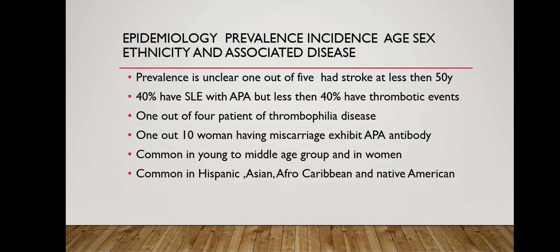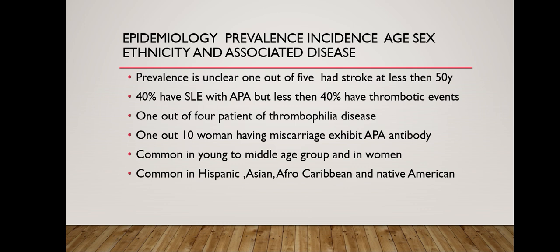Epidemiology: prevalence, incidence, age, sex, ethnicity, and associated disease. The prevalence of this disease is unclear. It has been observed that 1 out of 5 had a stroke at less than 50 years of age. Moreover, 40% have SLE with anti-phospholipid antibody, but less than 40% have a thrombotic event. 1 out of 4 patients with thrombophilia have been noticed to have this APLS, and 1 out of 10 women having miscarriage exhibits anti-phospholipid antibody in the blood.